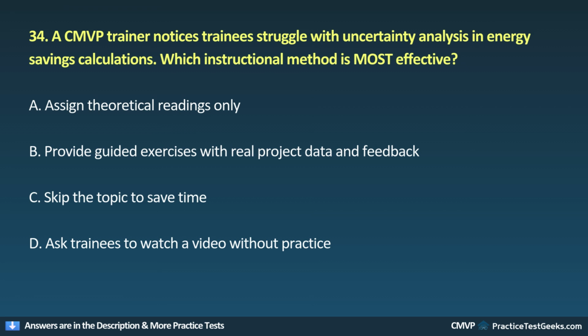34. A CMVP trainer notices trainees struggle with uncertainty analysis and energy savings calculations. Which instructional method is most effective? A. Assign theoretical readings only. B. Provide guided exercises with real project data and feedback. C. Skip the topic to save time. D. Ask trainees to watch a video without practice.